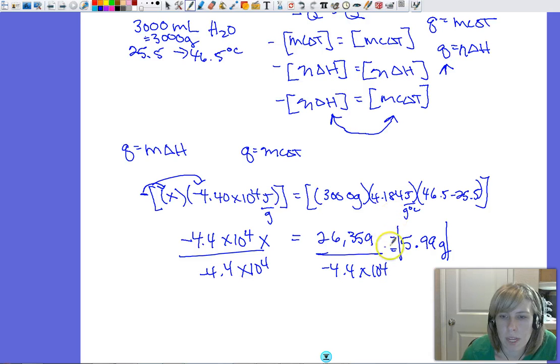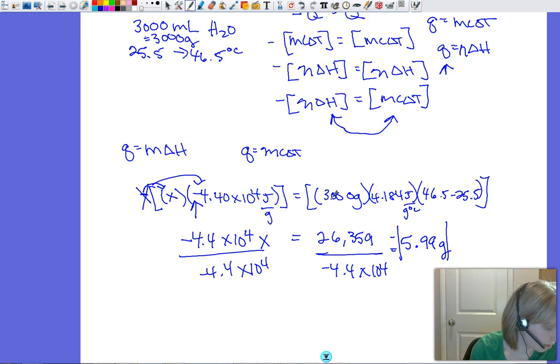Another reason why it came out negative is that they put the sign right here. They gave you a negative sign in the problem, telling you that it was already exothermic, so we didn't really have to put that in this case, but since we're looking for mass, it's an easy fix.